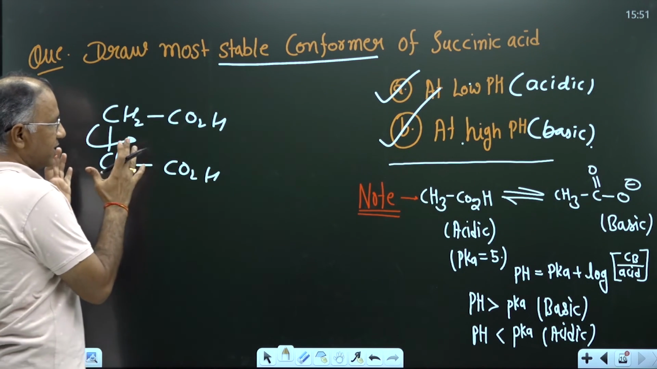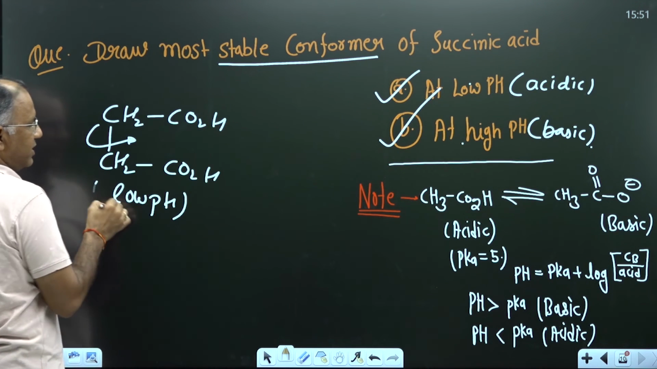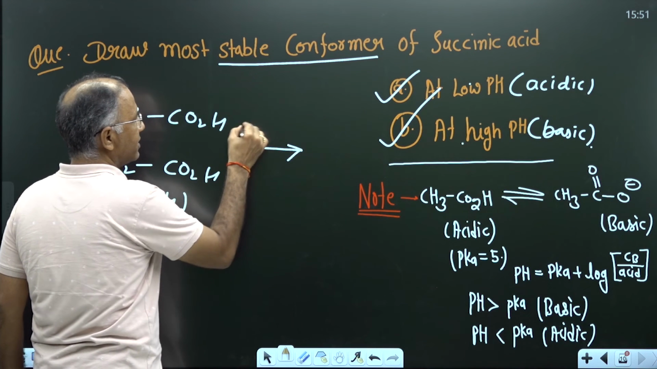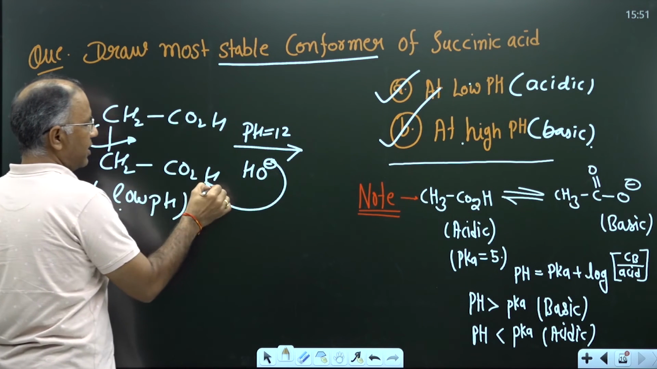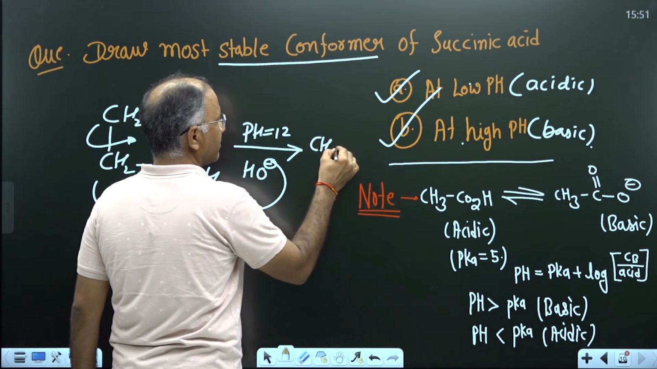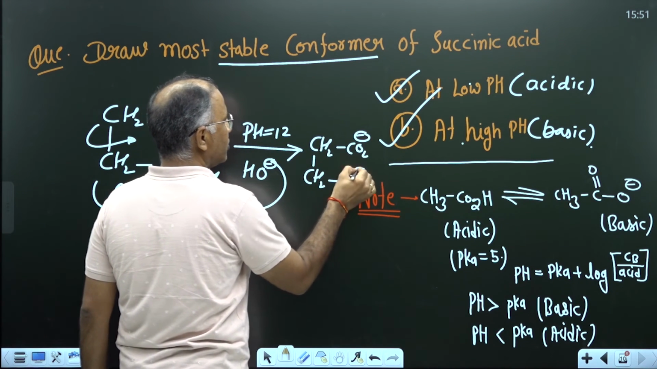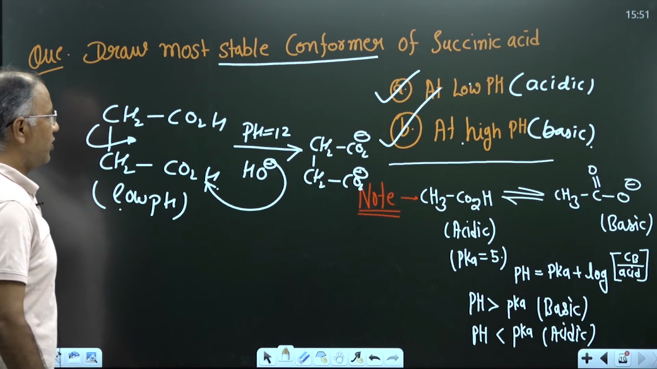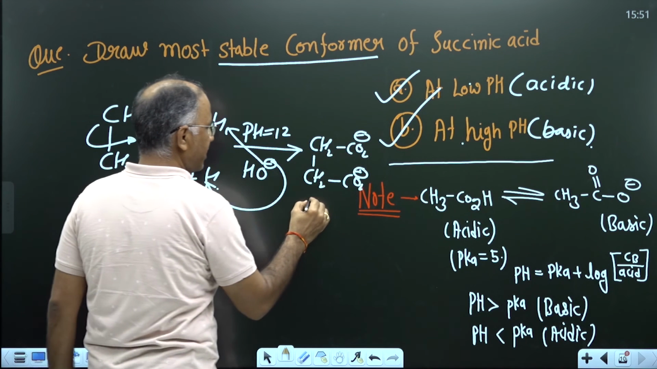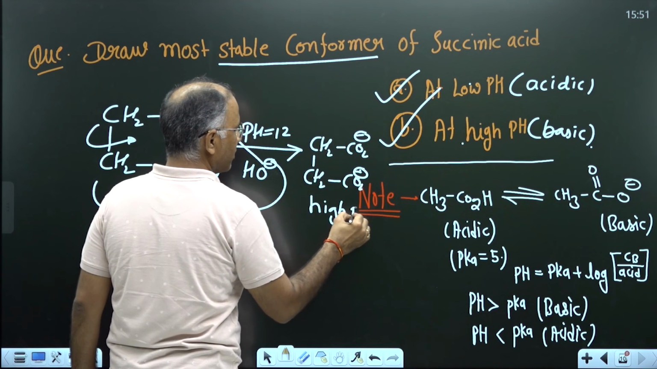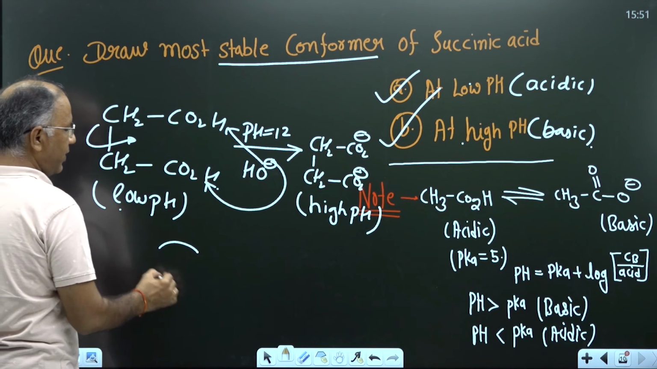So what happens to this succinic acid at low pH? At low pH, the structure remains as it is. If there is a high pH, suppose pH 12, then there will be a base, then there will be an acid-base reaction, then CO2H will convert into CO2 minus. Now what you have to draw? Now this is the structure at low pH and this is the structure at high pH. Got it?